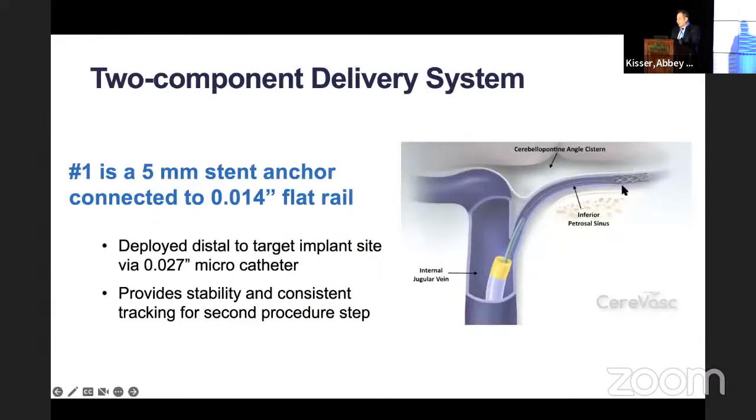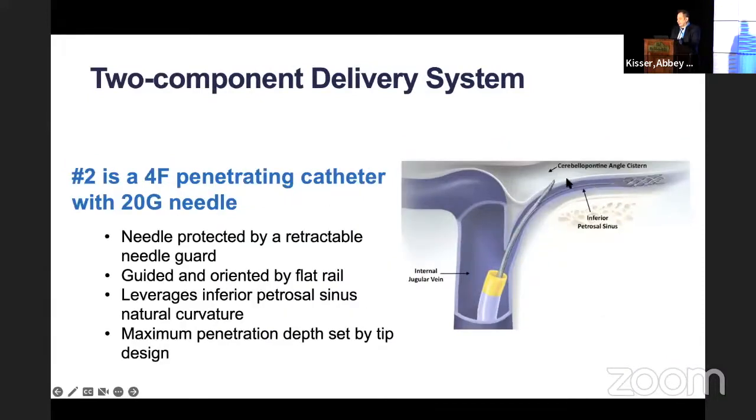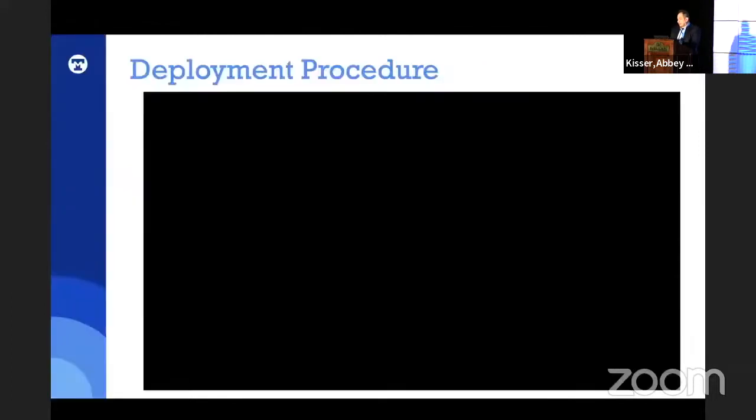Just reviewing, we use this anchor to get us up there. At this point, this is where we stop. Instead of delivering the device, we actually use the needle potentially to withdraw some CSF and then introduce a pharmacological agent.